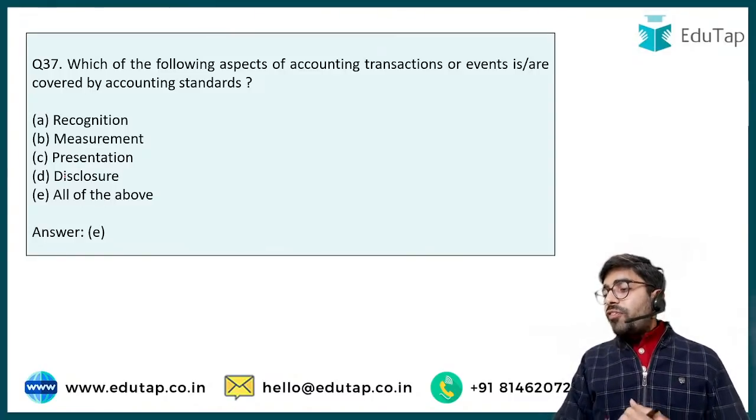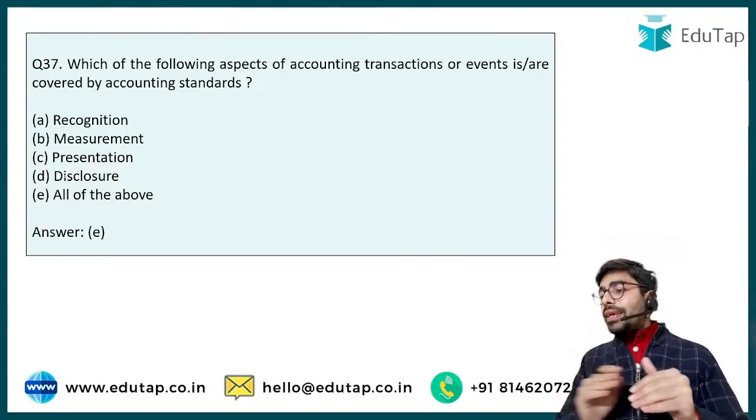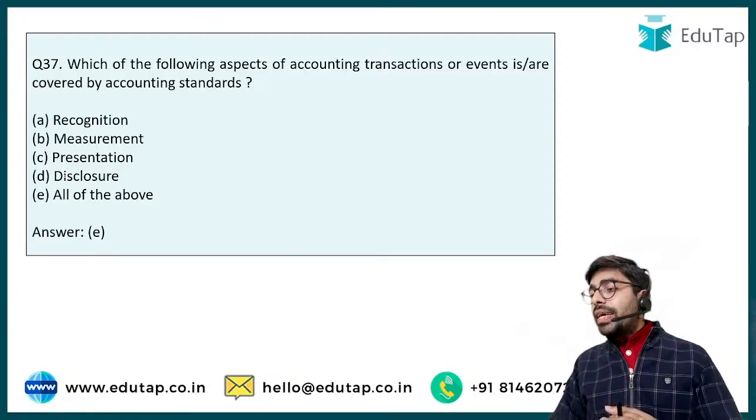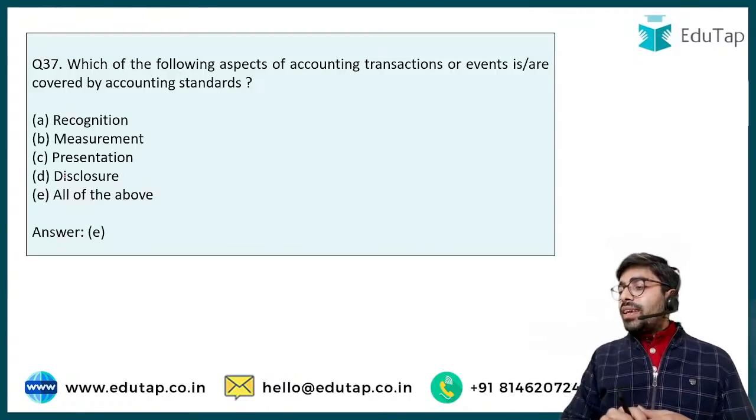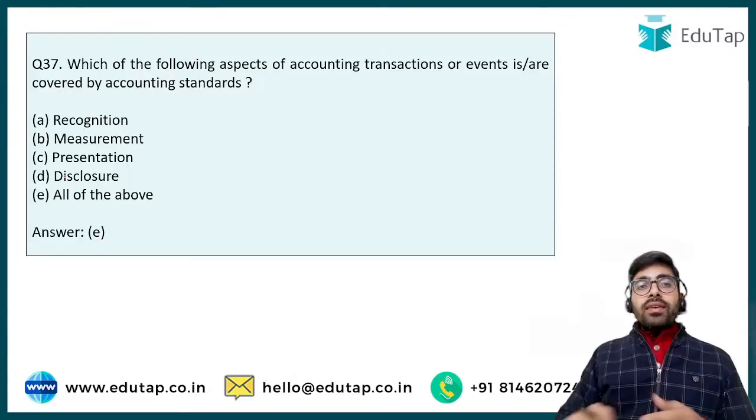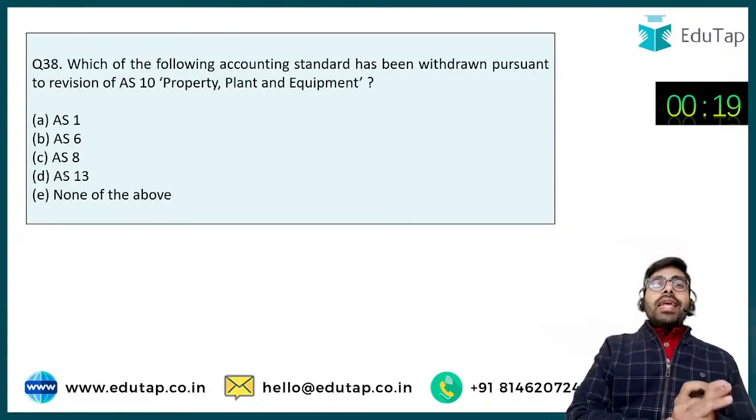If application of funds is higher and sources are less, then it is going to result in the decrease of working capital. Okay, we are going to call it decrease in working capital. Yeah. So now let's come to the next question.